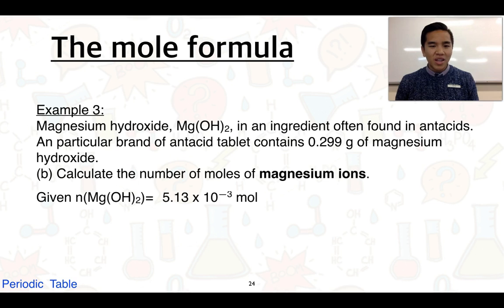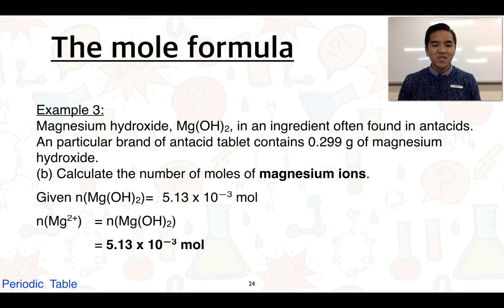We can then apply that by talking about moles. If we had 1 mole of magnesium hydroxide, we would have 1 mole of magnesium ions, and then 2 moles of hydroxide ions. We don't have 1 mole, we have this specific number of moles, but what we know is that this is going to be identical, so the number of moles of magnesium ions is going to be equivalent to the number of moles of magnesium hydroxide. So we can simply state that as 5.13 times 10 to the negative 3.